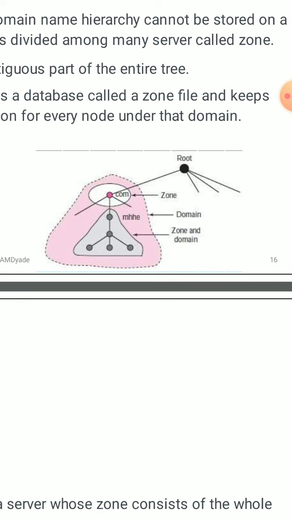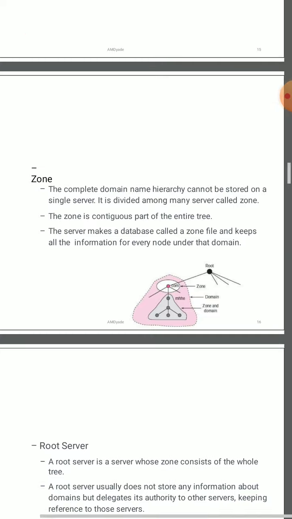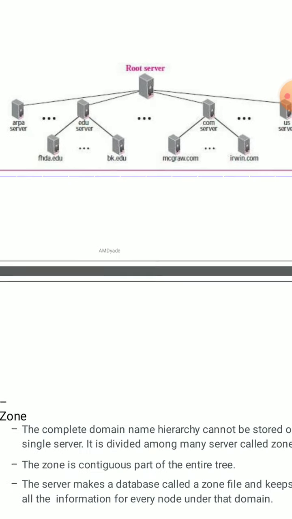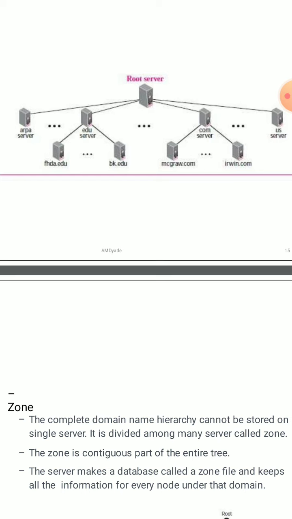So let's take another diagram, with which I can explain properly. You can see this diagram. In this diagram, the root server is there, the ARPA server is there, the edu server is there, the .com server is there, and the US server is there. So what do these servers represent? These servers represent the zones. So what is this zone?